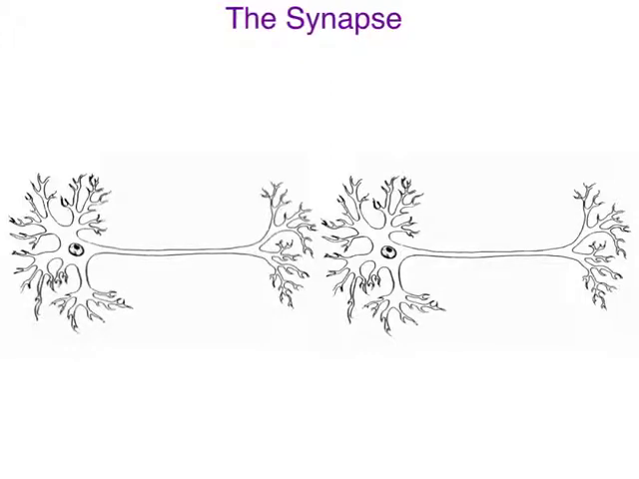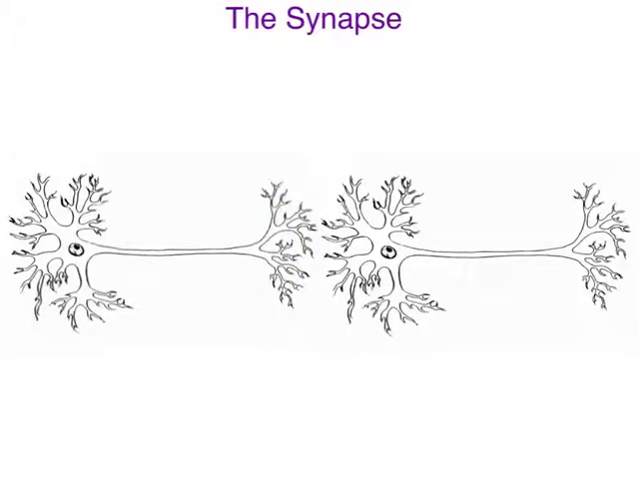Today we're going to look at the synapse, which is a very integral part of the nervous system. We've already talked a little bit about the neuron and we know the different parts of the neuron. Remember, these are the dendrites, this is the nucleus, this is the cell body, this guy here is the axon, and these are the axon terminals.